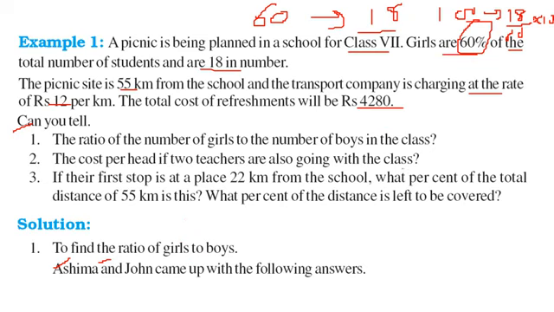Then we have to find out the cost per head if 2 teachers are also going with the class. So in all, when we find the total number, we'll add 2 more and then we see how much cost is there. And if their first stop is at 22 km from the school, what percentage of the total distance of 55 km is this? And what percentage of the distance is left to be covered?